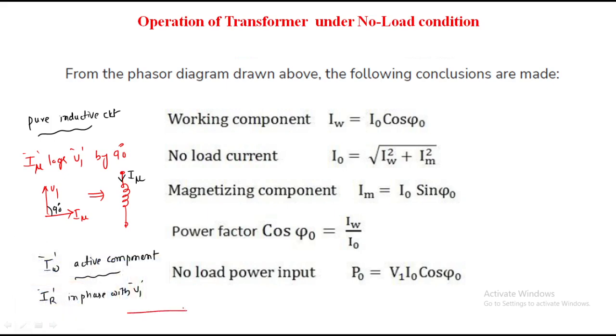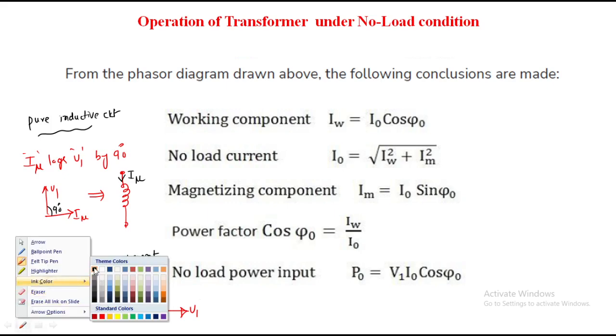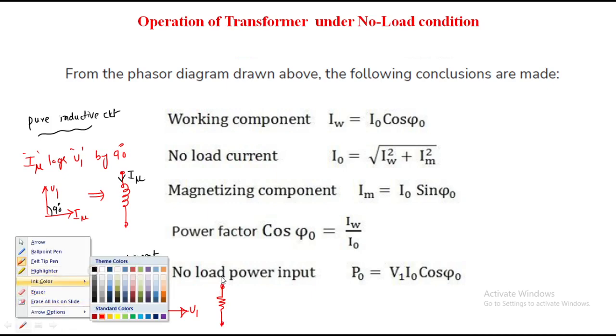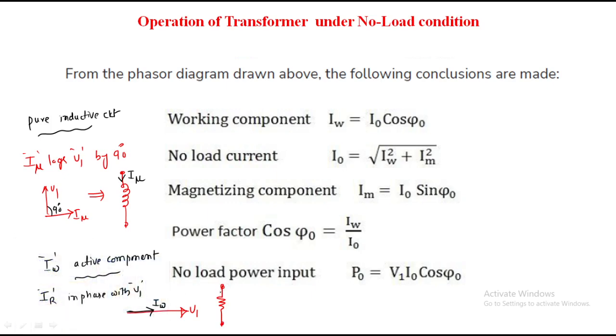That's why this is the supply voltage. So this is IW. That's why it should be represented with what? A resistive part, a resistive element. This is what? IW. So the magnetizing component of current is represented with an inductor, the active component of current is represented with the resistor.